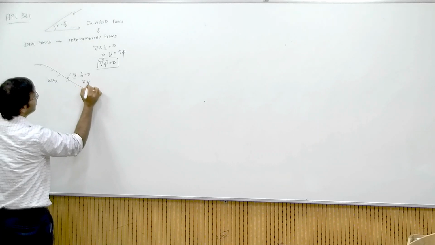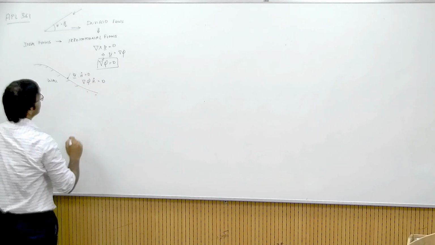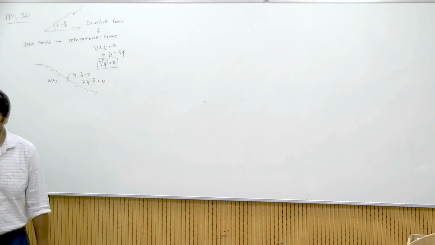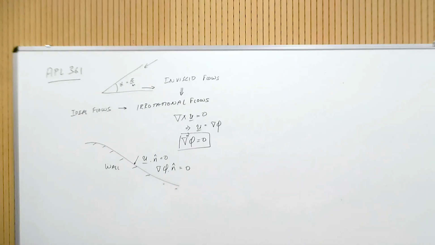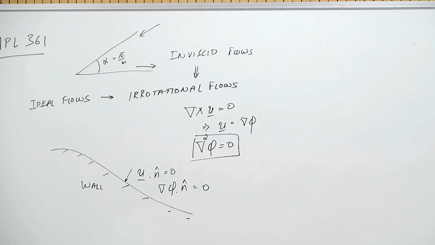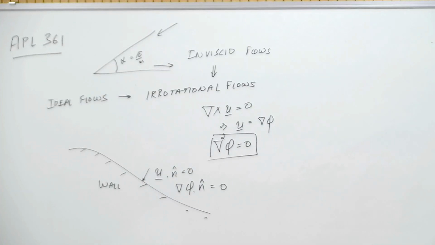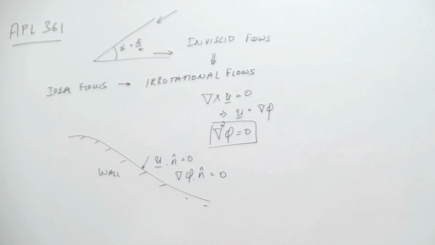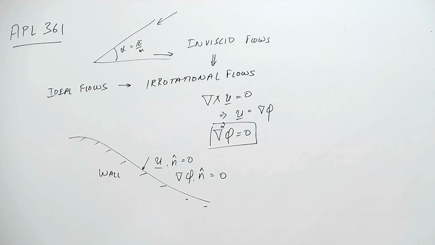Or grad phi dot n is 0. We cannot impose a no slip condition on ideal flows because the no slip condition is not satisfied for outer solutions. The wall boundary condition is not satisfied for outer solutions.